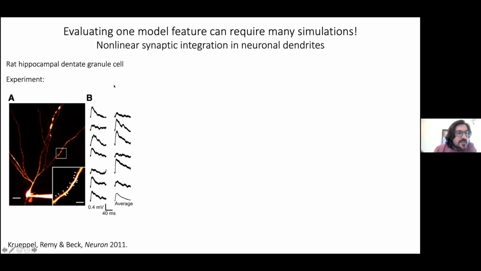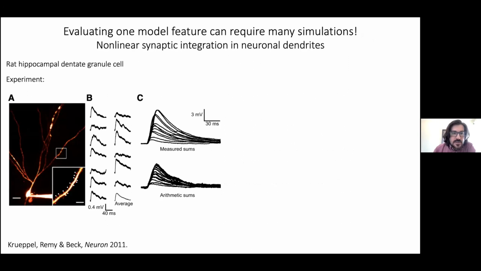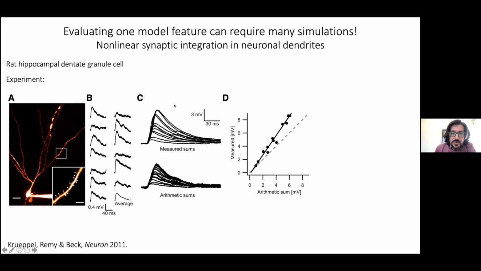And then we could activate them together, and we can ask, does the neuron do linear summation and just add up all of these unitary responses, or does it do something different, something nonlinear? And so we can compute an offline sum of all of these synaptic responses, and then we can stimulate multiple synapses together and look at the actual response. And what this group found in these dentate granule cells is that the neuron sums its inputs slightly superlinearly, so more than the sum of the unitary strengths.